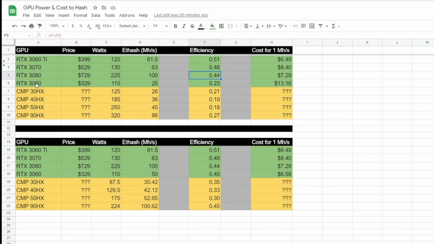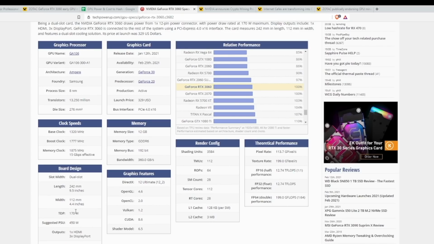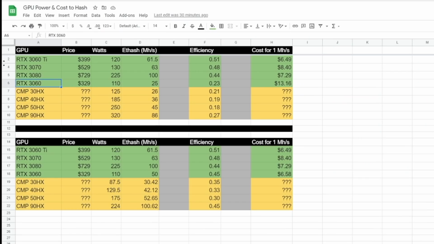But now let's get to this 3060. Because it's being limited to 50% hash rate, if we use that screenshot here, we're going to assume 110 watts. The TDP of the card is 170, so that's probably about right once you power limit it. At 110 watts, only doing 25 mega hash, it's just awful efficiency. You would never buy that card. So that's where it is right now. We'll do some speculation on this bottom part in a second.